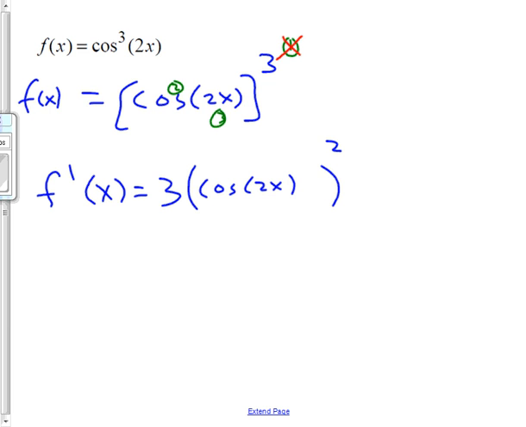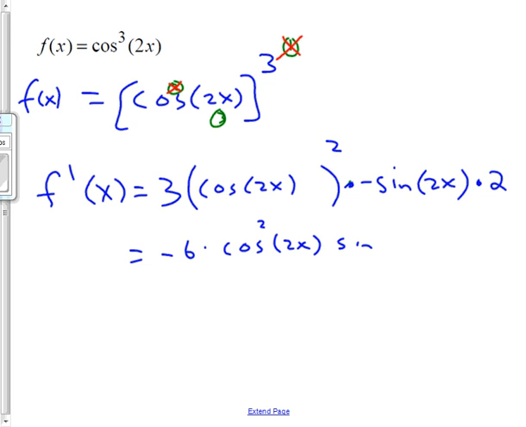So number 2, cos of 2x. The derivative of cos is negative sine, so times negative sine of what's inside, 2x. That takes care of the cos. And then the last thing that we want to do is the third thing, the 2x. The derivative of that is 2. And we get the same thing as before, negative 6 times cos of 2x squared times sine of 2x. But I think that's clearly a lot shorter.